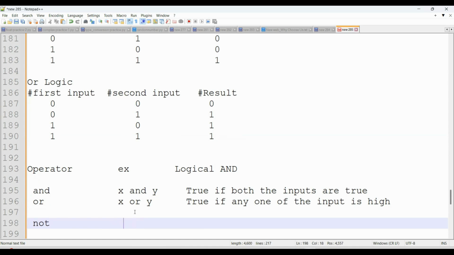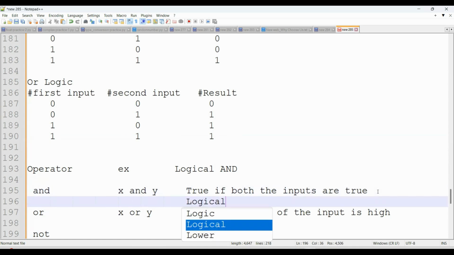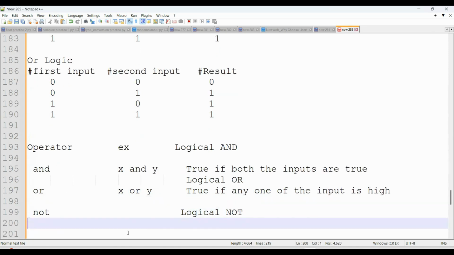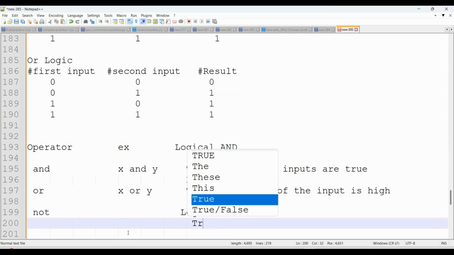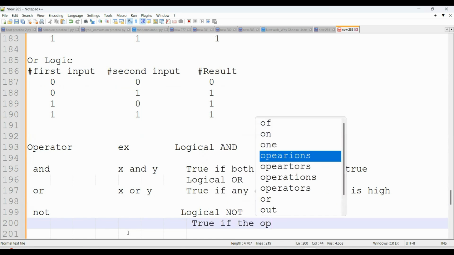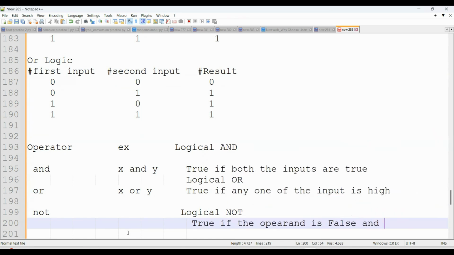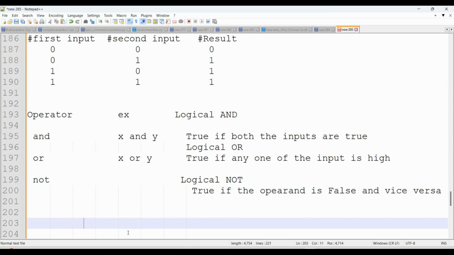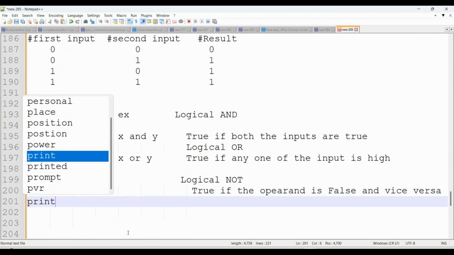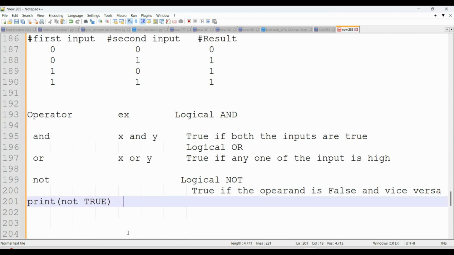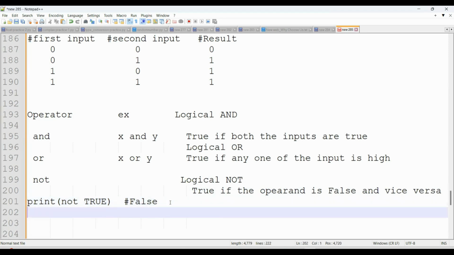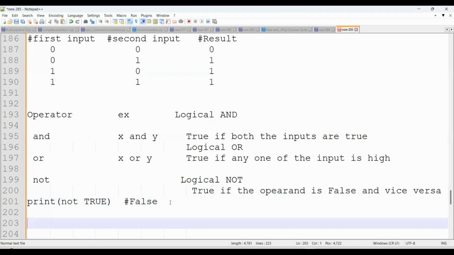So if any one of the input is high, then... not. Here basically this is a logical not. The first one is logical and, the second one is logical or, the third one is logical not. In this case, it will become true if the operand is false and vice versa. For example, let us say print not true. That means false for the last one, not. So this is the information about logical operators. These are useful in decision making.